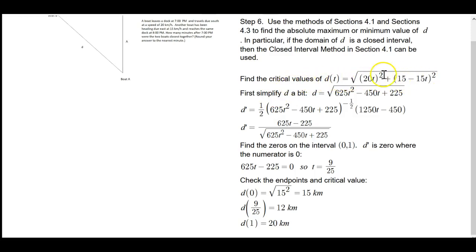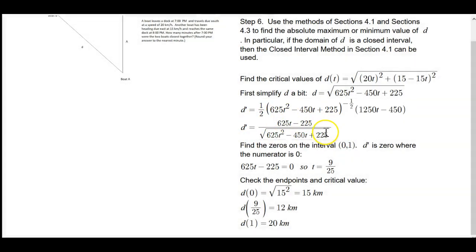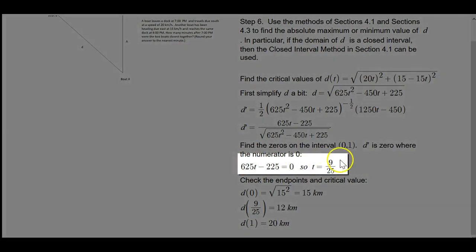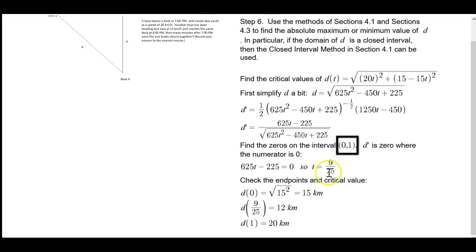To find the critical values of this, after simplifying it a little bit underneath the square root, I find the derivative. And then I want to find the zeros of that derivative for the critical values. And the zeros just occur where the numerator is 0. So I set this numerator equal to 0 and solve. I get 9/25. Now, since this is a closed interval, I need to check my endpoints as well as the value of d at the critical time, 9/25.